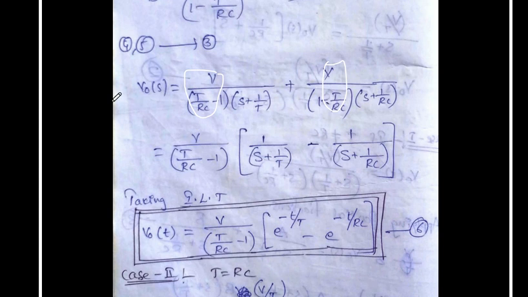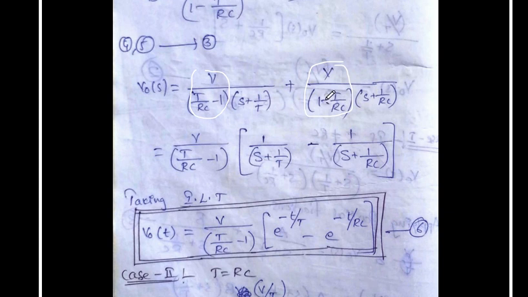We get V naught of s is equal to A by s plus 1 by T plus B by s plus 1 by RC. So what is A? V by T by RC minus 1. What is B? V by 1 minus T by RC. Now after substituting the values of A and B, take V by T by RC minus 1 as common in both the terms. Now multiply and divide this term with minus. Therefore V by T by RC minus 1 whole into 1 by s plus 1 by T.